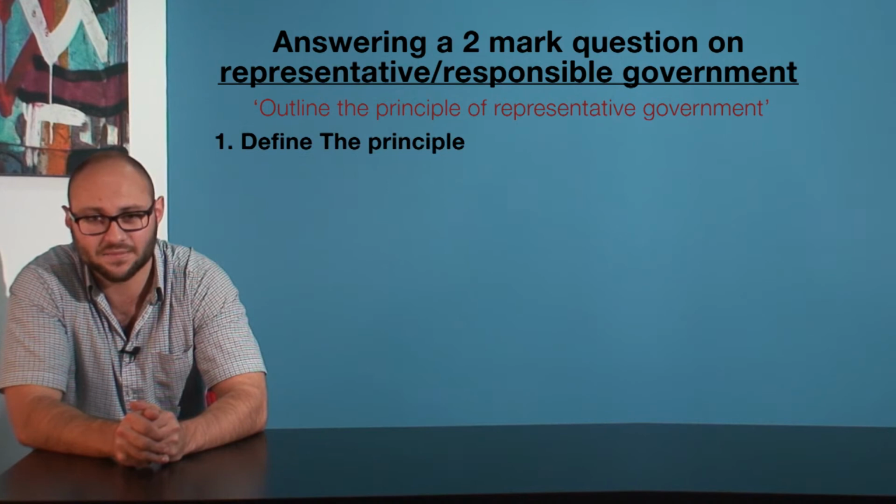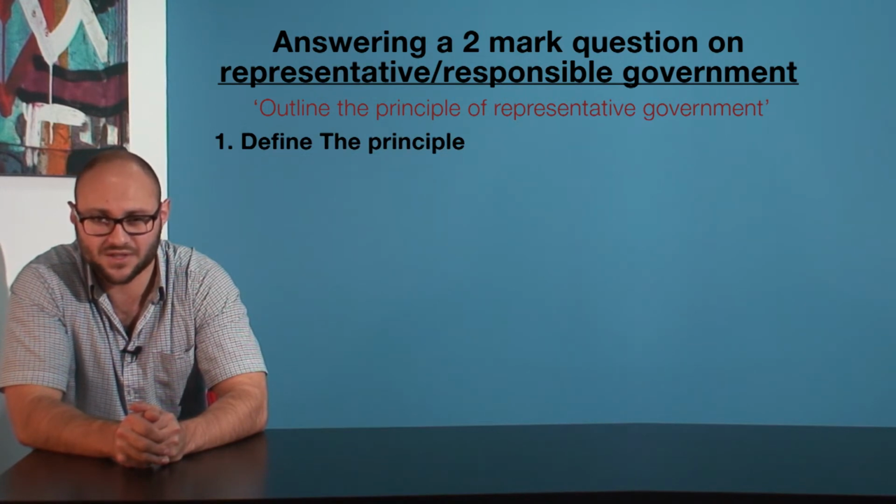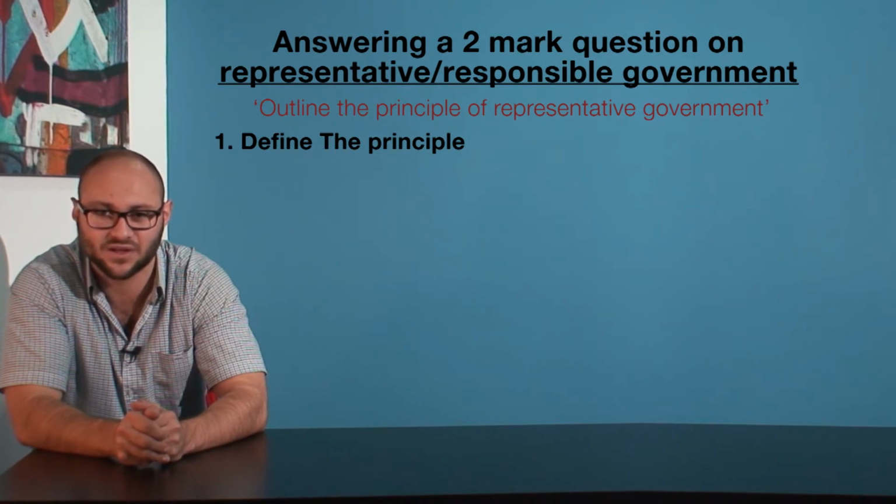Firstly, you define the principle. This can be a broad definition and doesn't need to be longer than 1 sentence. While representative government and responsible government are pretty straightforward concepts to understand, they can be difficult to define. Make sure that you have a snappy 1-sentence definition for these principles that you can memorize for use in SACs and in the exam.